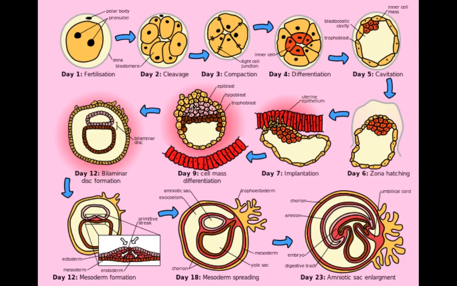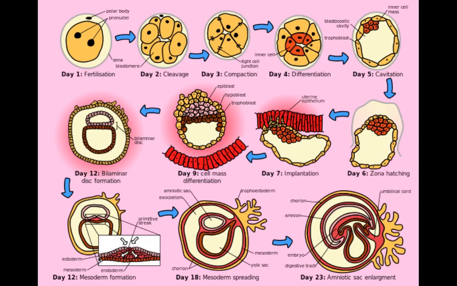So at day 9, another important point, you have the beginning of the formation of the amniotic sac. So 2 important points here. Day 4, the beginning of the formation of the trophoblast or placenta. Day 9, the beginning of the formation of the amniotic sac. Day 4 and day 9.